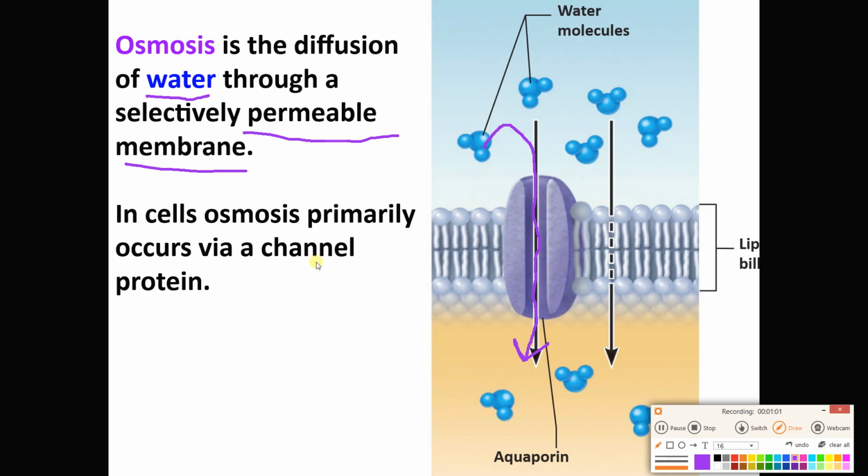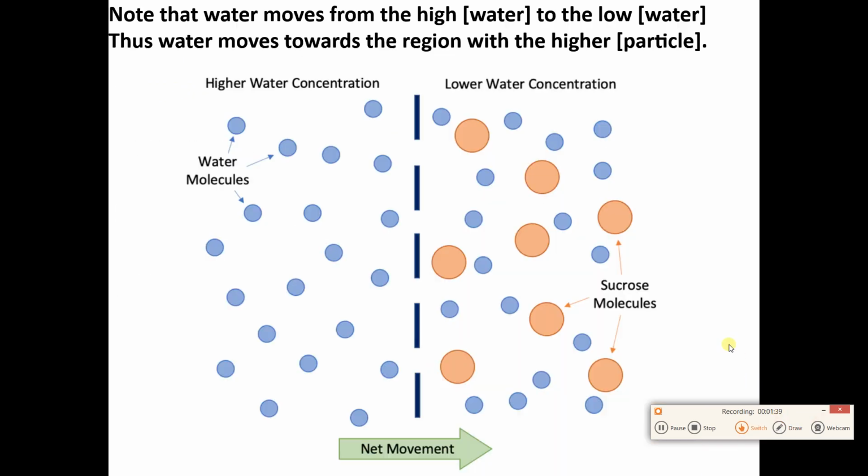So osmosis primarily occurs in our cells by what kind of diffusion? Facilitated diffusion. We do have the occasional water molecule doing simple diffusion over here. Remember, the interior of the lipid bilayer is very hydrophobic, so water molecules don't like to be in here. So osmosis primarily occurs by means of a channel protein, and this channel protein is actually a special kind of protein called an aquaporin, like a water passageway, basically. All right, so that's our definition of osmosis.